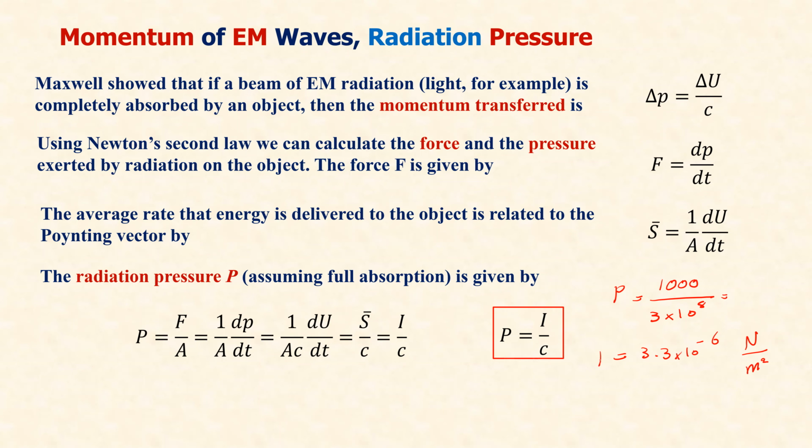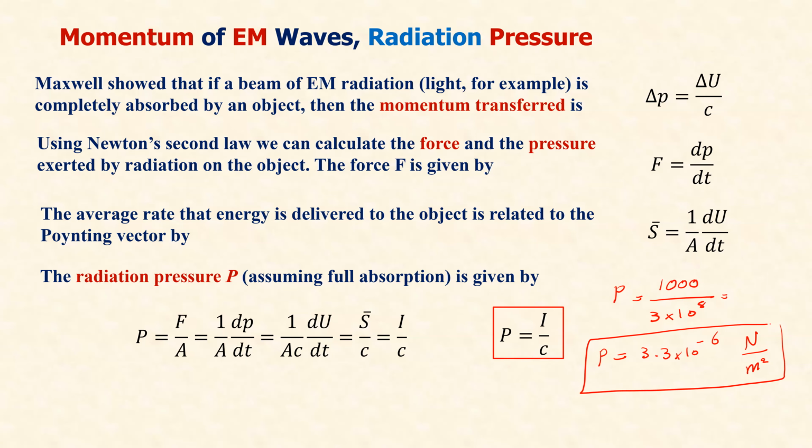Okay, so this is very, very small. It means that for every square meter, there's a force of about 10 to the -6 Newton, or 3 times that, which is a very, very small pressure, very small force. So that's why we don't feel it. We don't feel that the light is pushing us, but there is a push from the light.